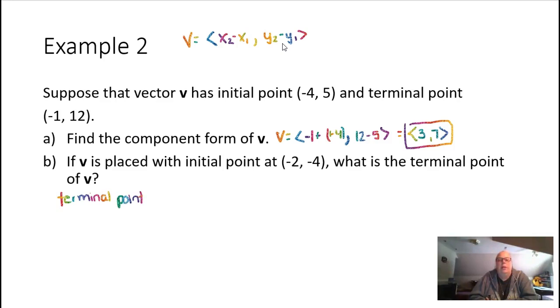Well, since we already know the component form of the vector, the terminal point is going to be located at the x-coordinate of the initial point plus the first component in your vector, comma, the y-coordinate of your initial point plus the second part of the component of the vector right in there. And so that means our terminal point will happen at positive 1 and positive 3.